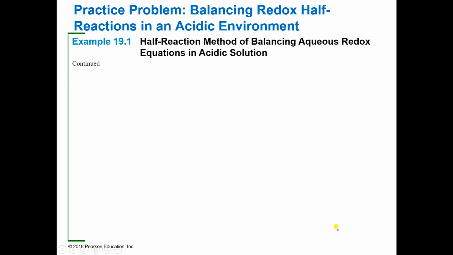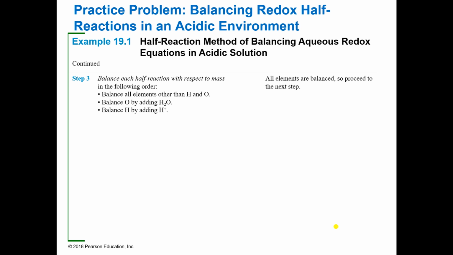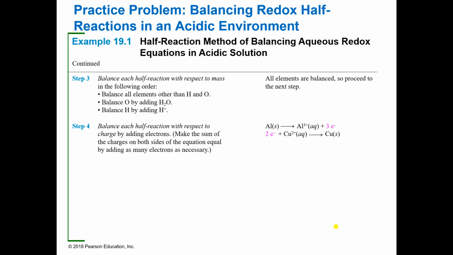It is balanced. So now we have to deal with any hydrogens and oxygens that are present. In this case, we don't have any, so we can skip the water step. There are no oxygens to balance. There are no hydrogens to balance. Had they been present, we would have added water to the opposite side of the oxygen, and then added hydrogen ion to the opposite side of the water. Because there is no oxygen to balance in either half reaction, we can go on to step 4.